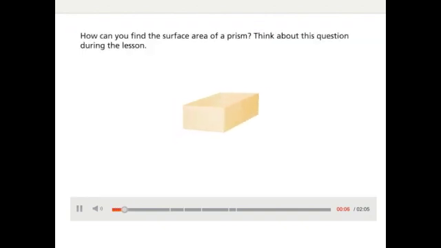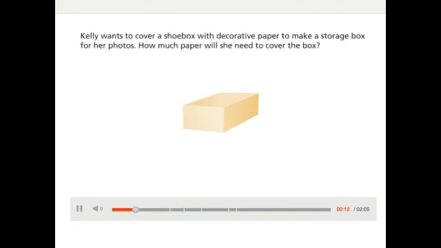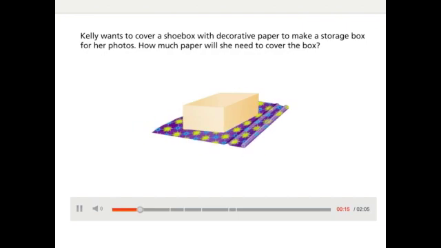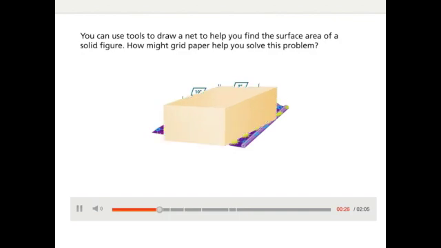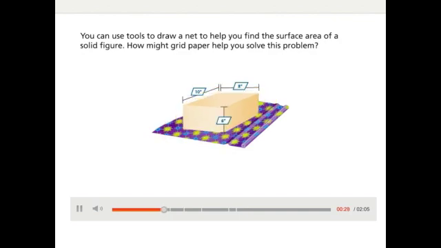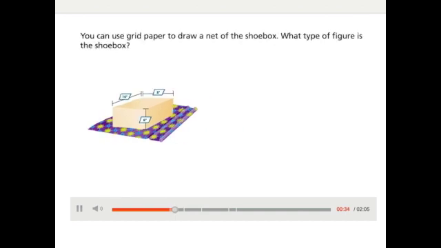How can you find the surface area of a prism? Think about this question during the lesson. Kelly wants to cover a shoebox with decorative paper to make a storage box for her photos. How much paper will she need to cover the box? You can use tools to draw a net to help you find the surface area of a solid figure. How might grid paper help you solve this problem? You can use grid paper to draw a net of the shoebox.